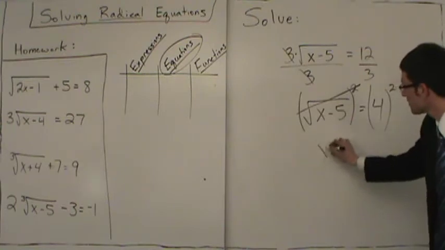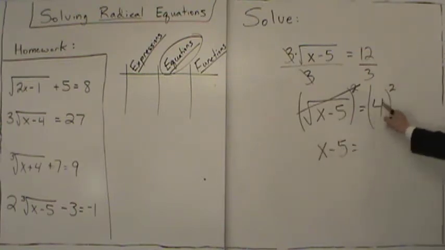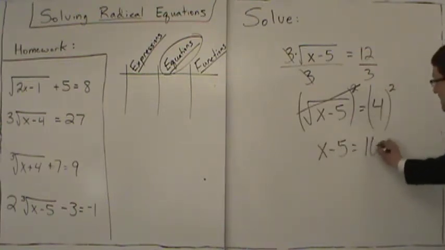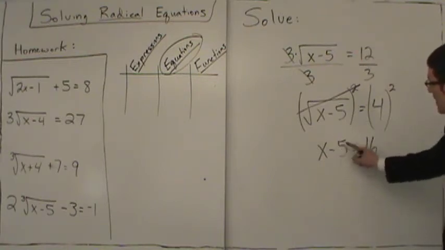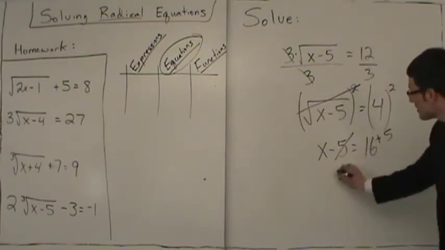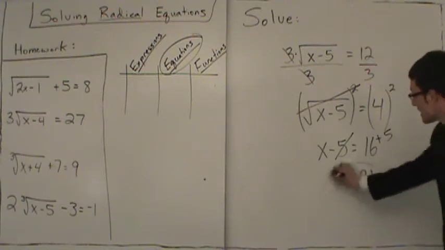This cancels out, leaving what? x minus 5 equals 4 squared. 4 squared is 16. And now to get rid of the subtract 5, just simply add 5. And you get x equals 21, and you are done.